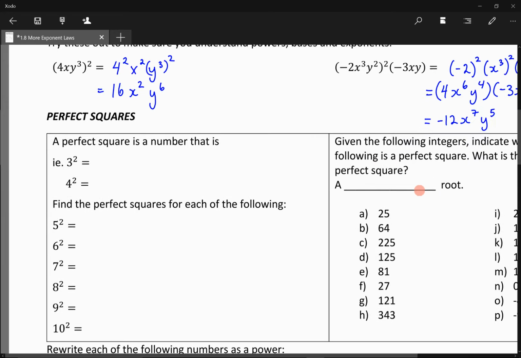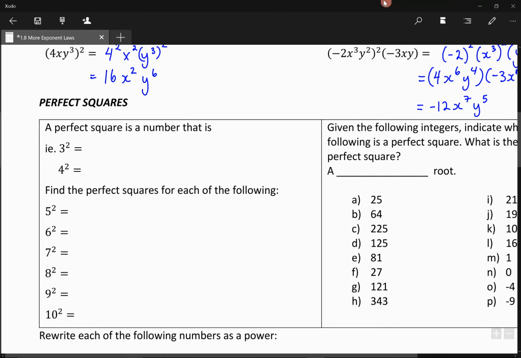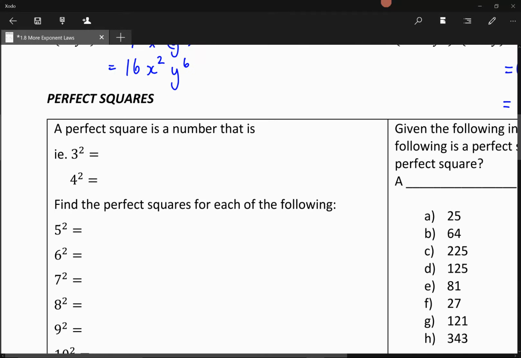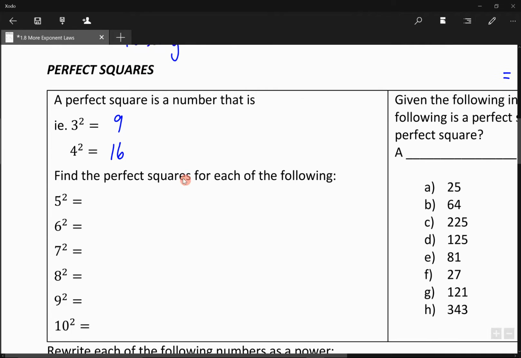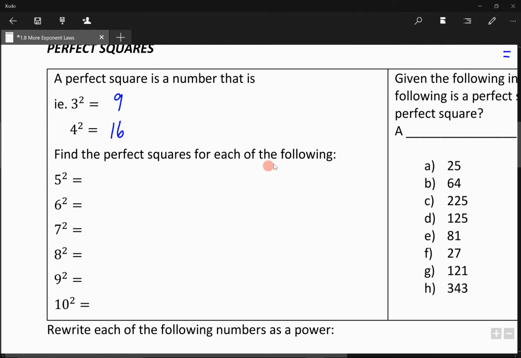Okay, perfect squares. What is a perfect square? Well, here are some examples. It's a number that looks like this. So 3 squared, 3 times 3 is 9, and so 9 is a perfect square. 4 squared, so 4 times 4 is 16. 16 is a perfect square. Okay, so I want you to pause the video for a moment and try to find the perfect squares for each of the following.